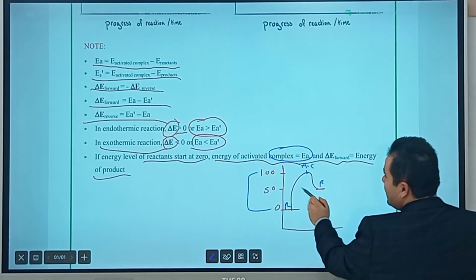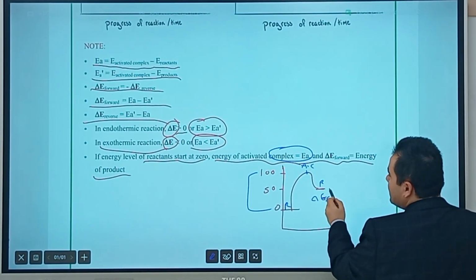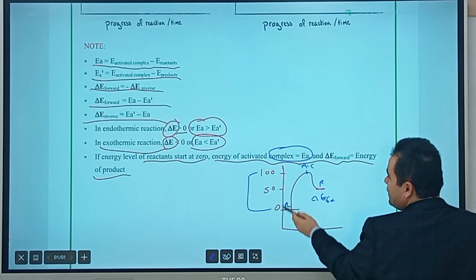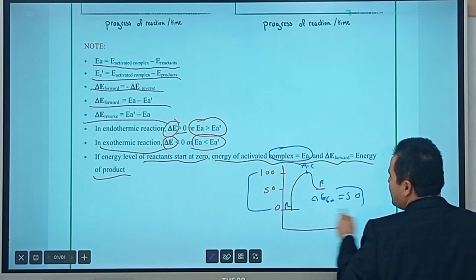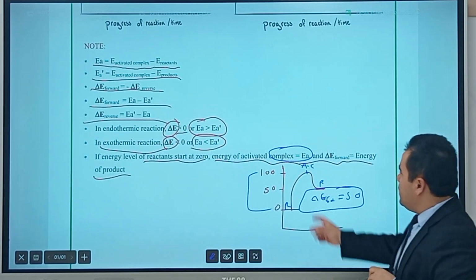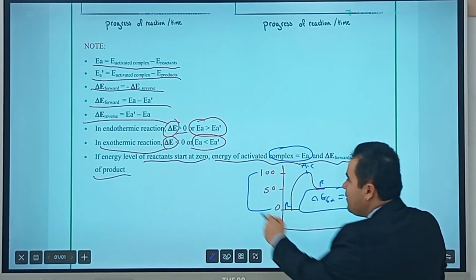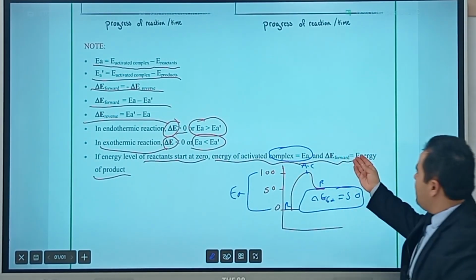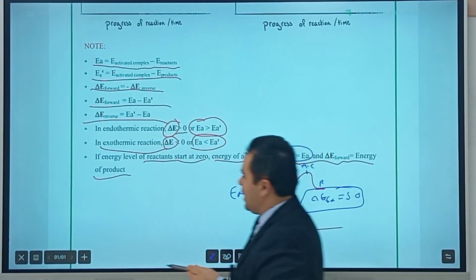Of course, delta E forward is equal to what? Energy of product minus reactant. 50 minus 0 is equal to 50. So whenever we start at 0, you have to know these two notes: the AC is equal to EA, and delta E forward is equal to the energy of the product.